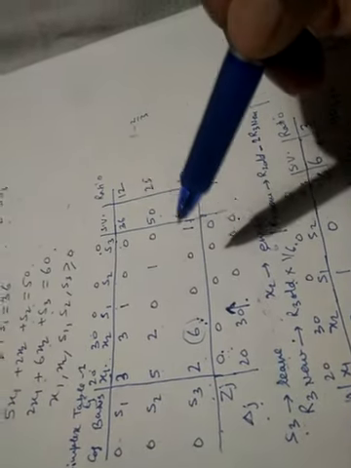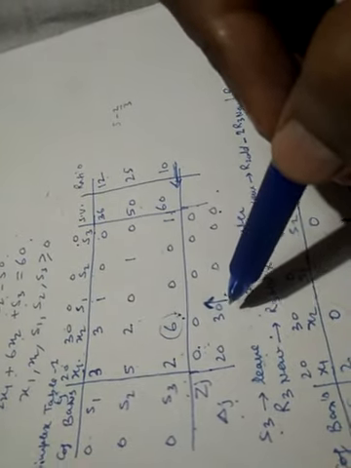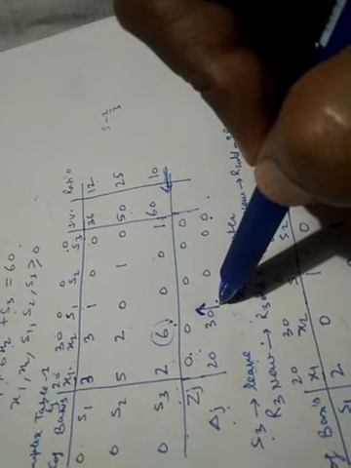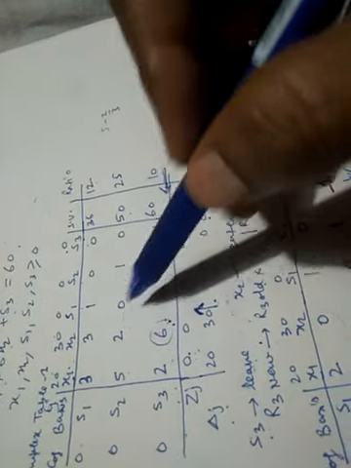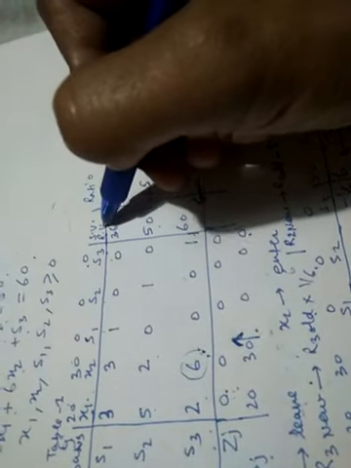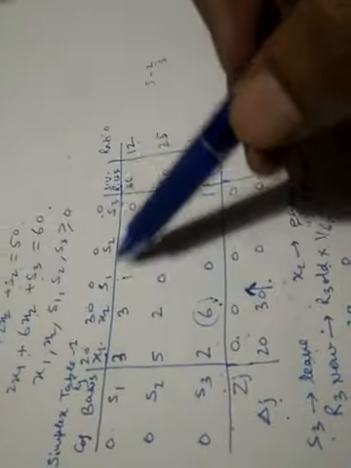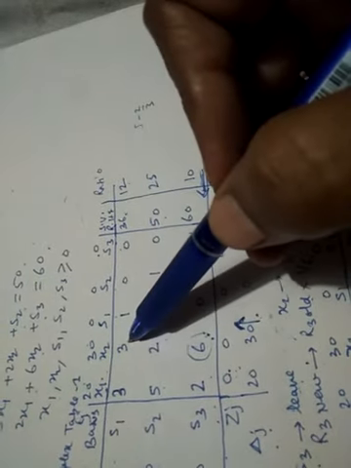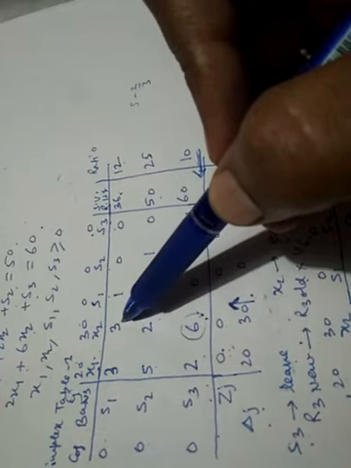For writing the improved solution, first we have to identify the key column, key row, and key element. So the key column will be the column corresponding to the maximum value of delta. So this is the key column. Now we will identify the key row. How is the key row identified? These solution values, in the first table the values on the right hand side, are divided by the corresponding values of the key column.